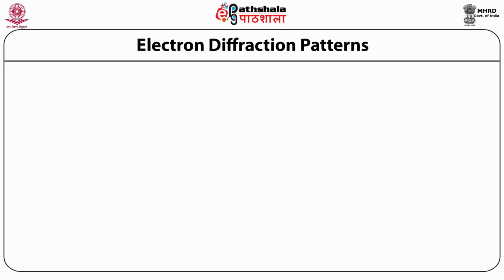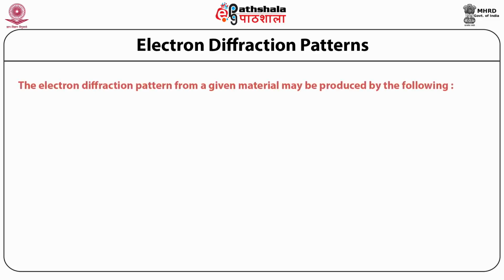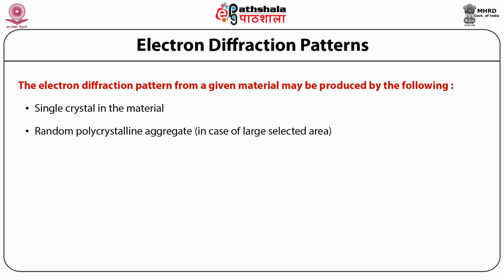Electron diffraction patterns. The electron diffraction pattern from a given material may be produced by the following. Number 1. Single crystal in the material. Number 2. Random polycrystalline aggregate, as in the case of large selected area. Number 3. Polycrystalline aggregate exhibiting preferred orientation.